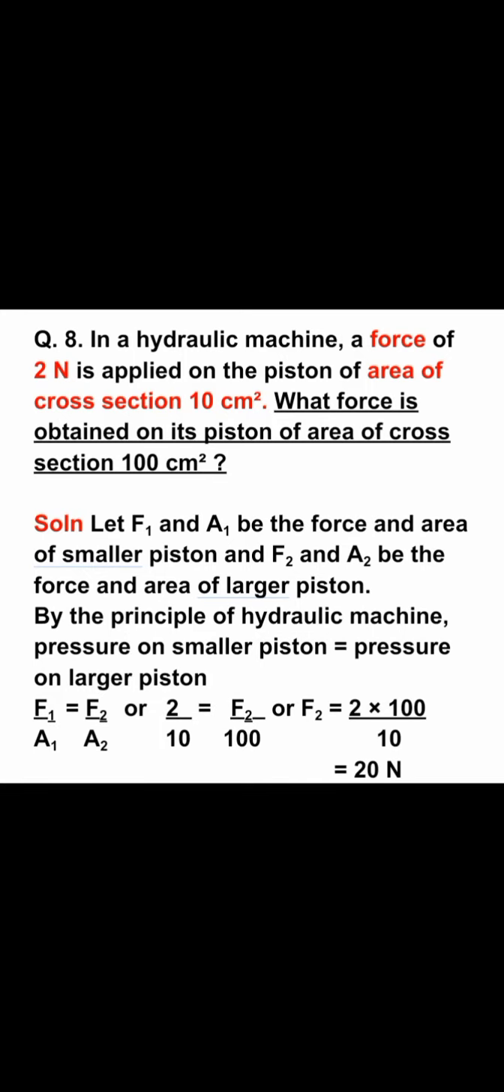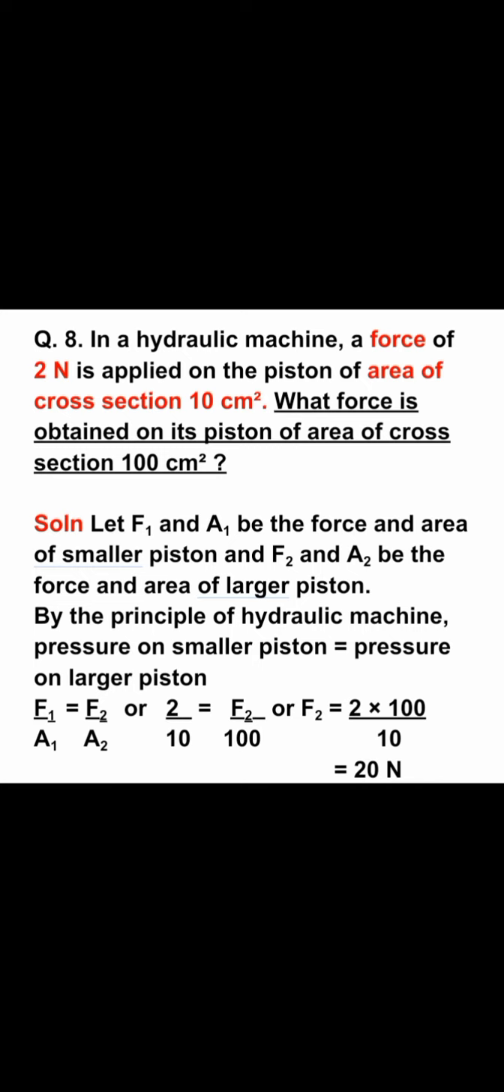Here the question is, in a hydraulic machine, a force of 2 Newton is applied on the piston of area of cross section 10 centimeter square. What force is obtained on its piston of area of cross section 100 centimeter square? So here is the solution.